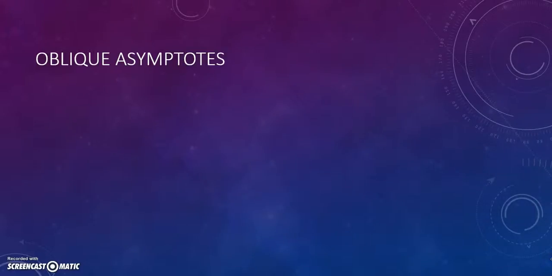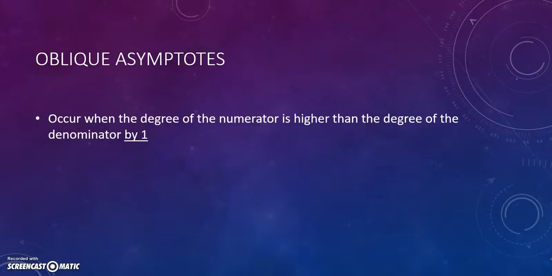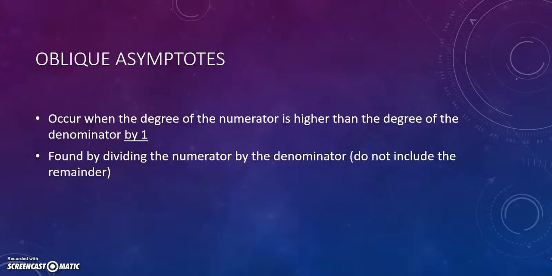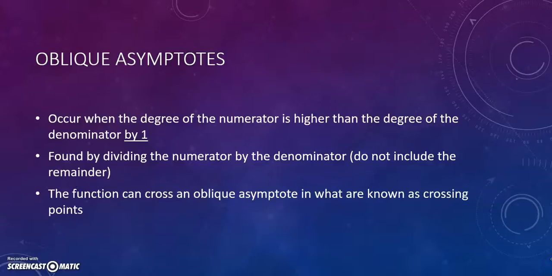Oblique asymptotes. Oblique asymptotes occur when the degree of the numerator is higher than the degree of the denominator by 1, exactly 1. They're found by dividing the numerator by the denominator. In your asymptotic equation, do not include the remainder. Only include the quotient without the remainder. The function can cross an oblique asymptote in, again, what are known as crossing points. These crossing points are found in the same way you find the crossing points for horizontal asymptotes.